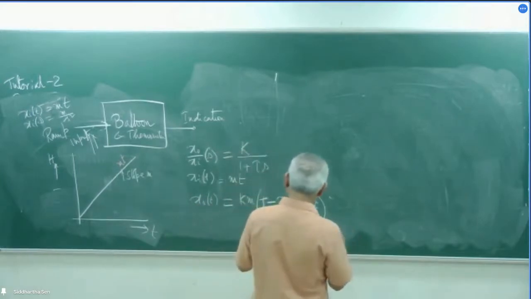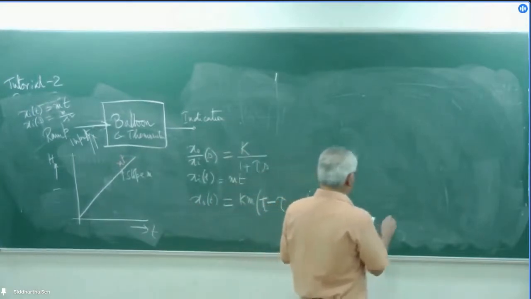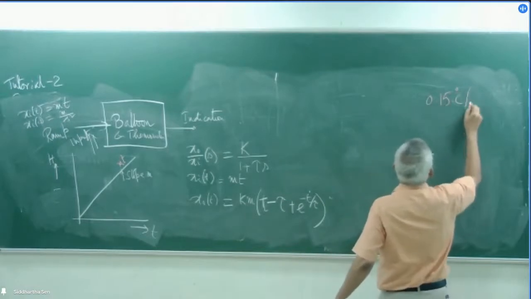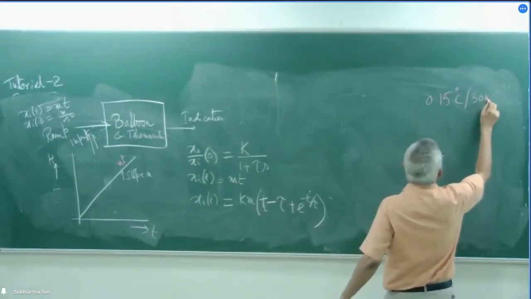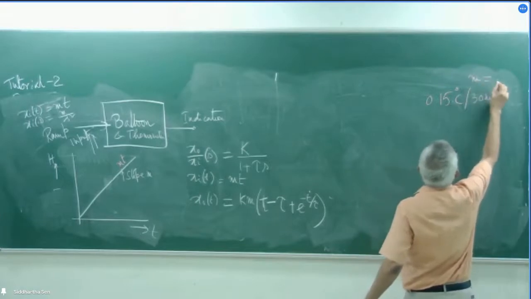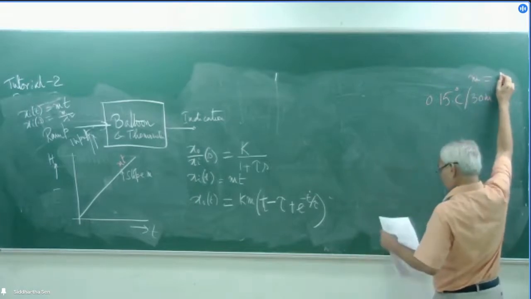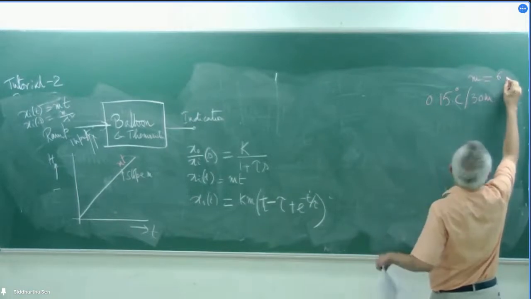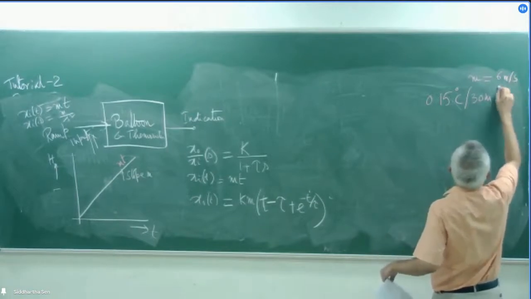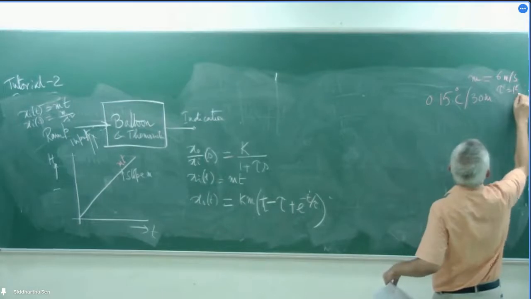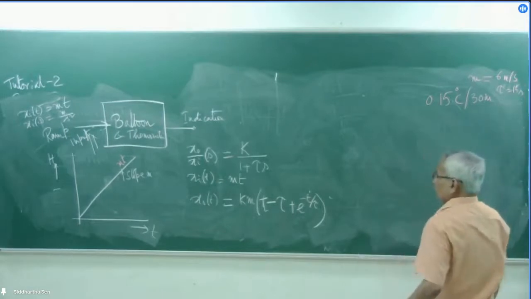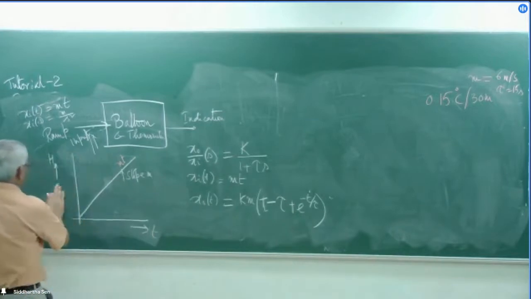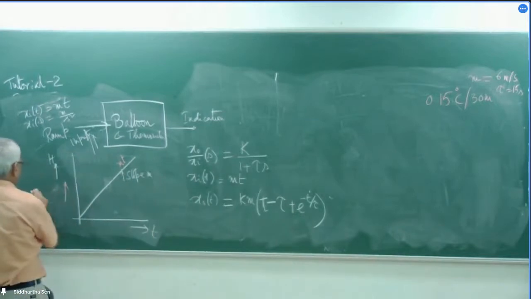Okay. And if I say that it was 0.15 degrees Celsius decreasing per 30 meter, and m is equal to 6 meter per second, and tau is equal to 15 seconds. Okay.